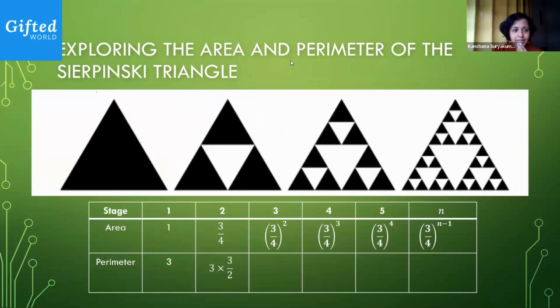Answers for, okay, someone has 3 by 2 into 3, the whole power n minus 1, okay? Any other answers? 9 by 2 raised to the power of n minus 1, okay? 3 into 3 by 2, the whole power n, okay? Okay, good. It keeps increasing, that is correct.